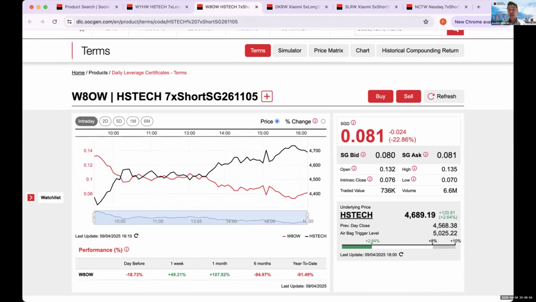So that's why today the 7 times short DLC W8OW declined by around 24%, 7 times that of the underlying index percentage performance. So that's where the inverse relationship is. If the underlying index goes up, my 7 times short DLC will suffer. But if instead the index declined today, then my 7 times Hang Seng Tech short DLC would gain in value.